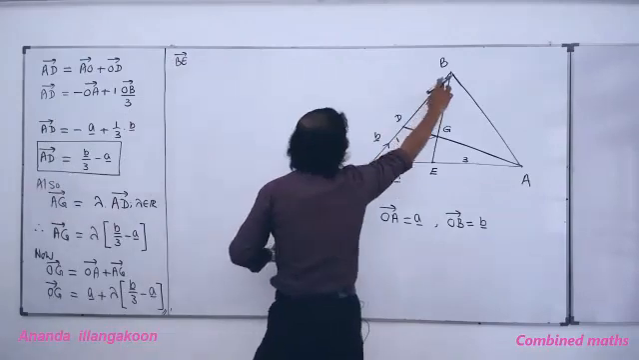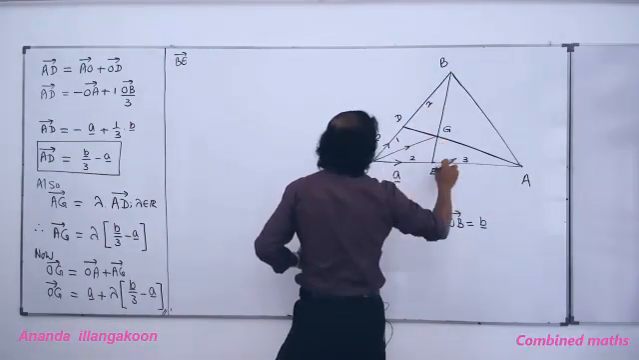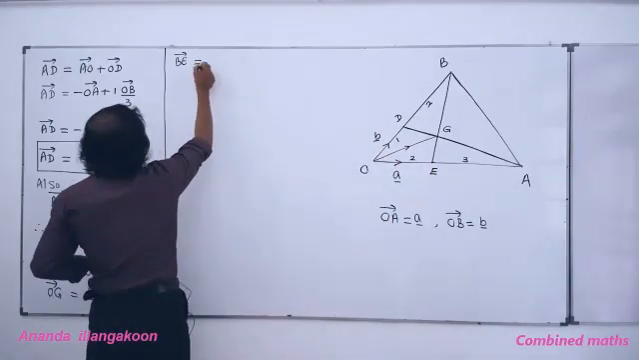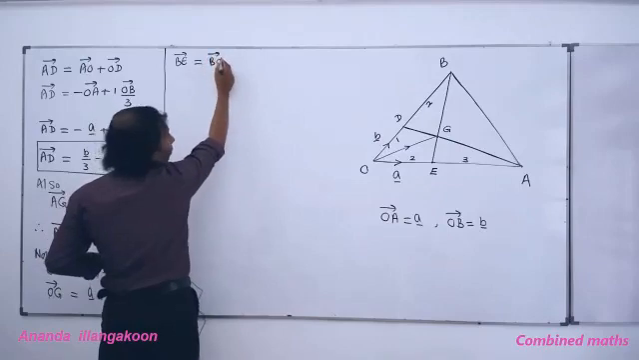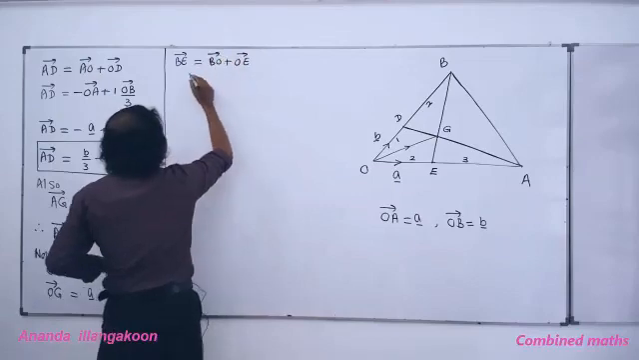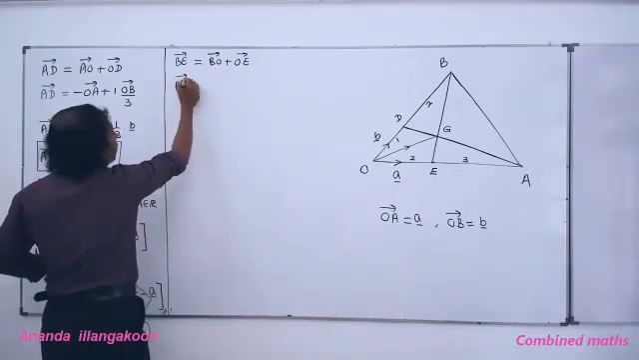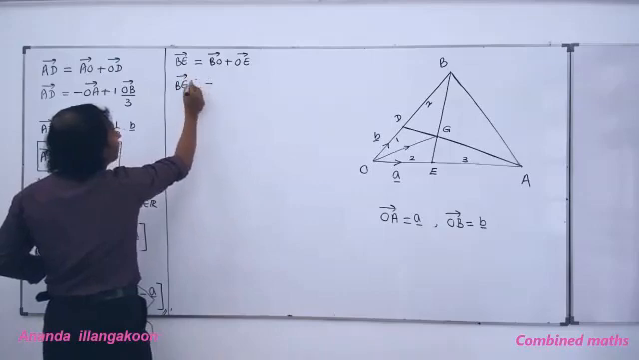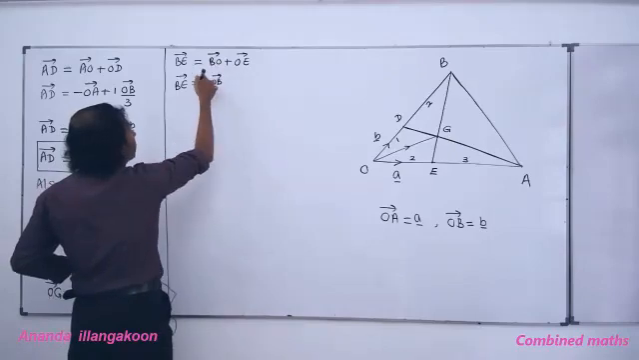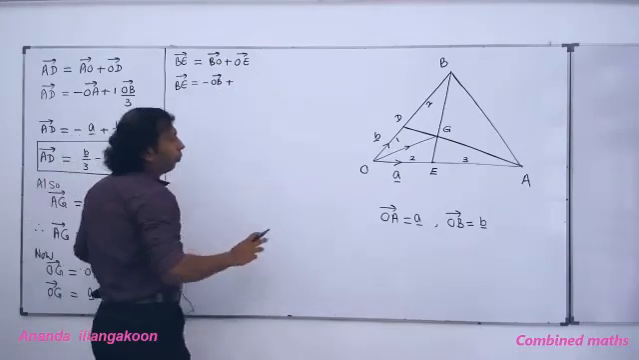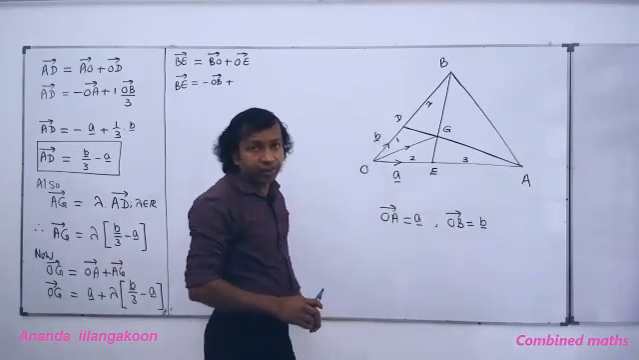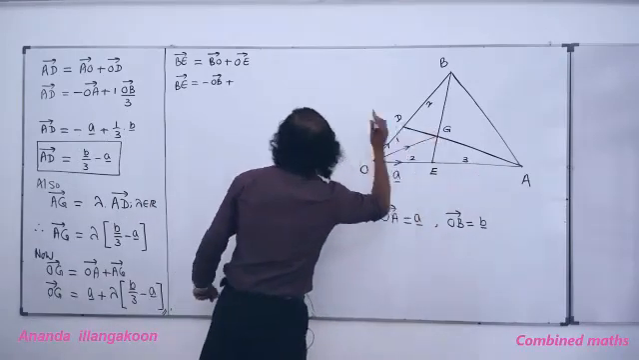VE vector, you can write VE vector as VO plus OE. This VE vector you can write as minus OB, once we are in the order of letters, the minus sign comes. And this OE vector, we can write as a portion of OA vector. What, people? OA vector.